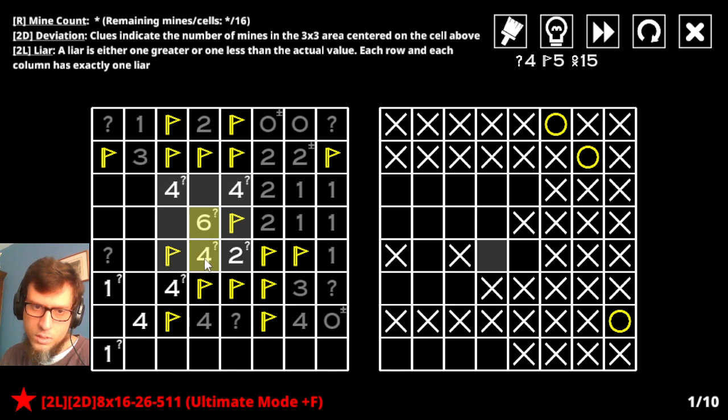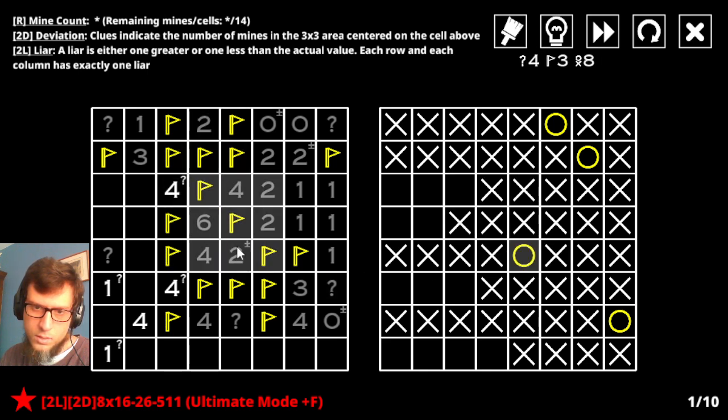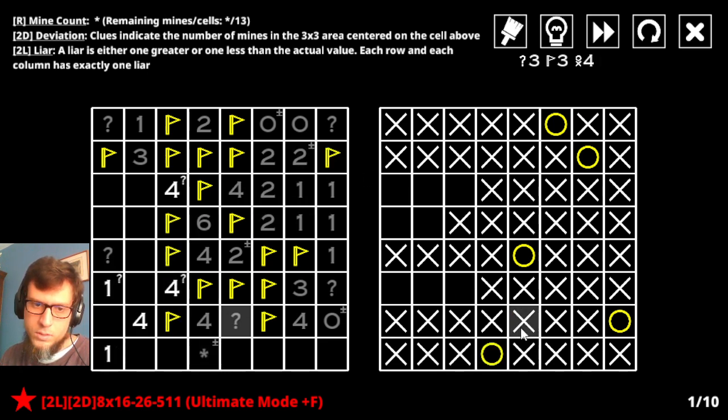Because if the 4 is lying, then only one of these 2 can be mines. And if only one of those 2 is mines, then this 6 is a 5. And so actually, both of these are honest. And therefore, those are mines, which makes that honest and that a liar. And now this guy, okay. Alright, so, okay. That makes this a liar, which makes this one honest, which means that's a mine. Okay. And that isn't. Yeah, alright.